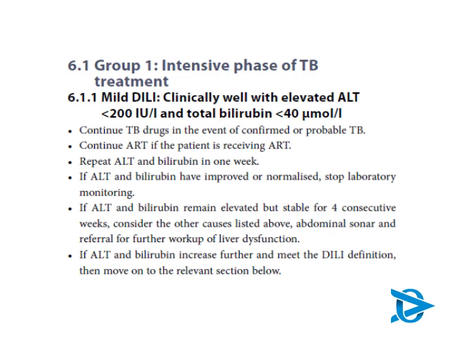So I've mentioned earlier, if the patient is clinically well, the ALT is up, but it's still under 200, and the total bilirubin is still under 40, we're actually going to continue the TB drugs and continue the ARVs, and you will be repeating that ALT and bilirubin on a weekly basis until it is normalized, or if the ALT then goes up further, you will have to manage that appropriately.